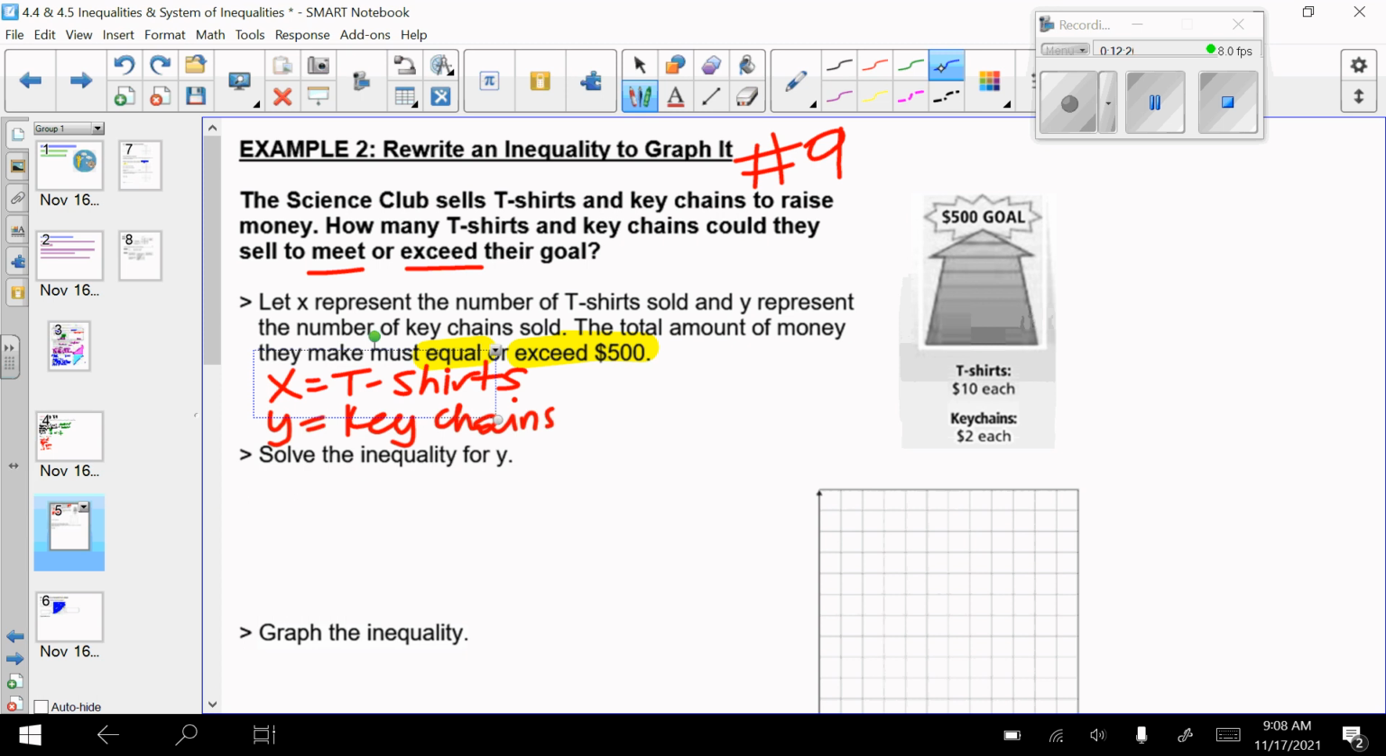Sure, right? Look on the side, how much are t-shirts? Couldn't we say 10x, 10 times however many t-shirts we're going to buy, since X is the number of t-shirts? And then how much are my keychains? So 2y, 2 times however many keychains we buy, must equal or exceed. So how would we write that inequality? Is it going to be greater than or less than? Greater than, right? We want to exceed. So that when we add the total of t-shirts and keychains, we want to exceed $500. So it's going to be greater than or equal to 500. So there's your inequality.